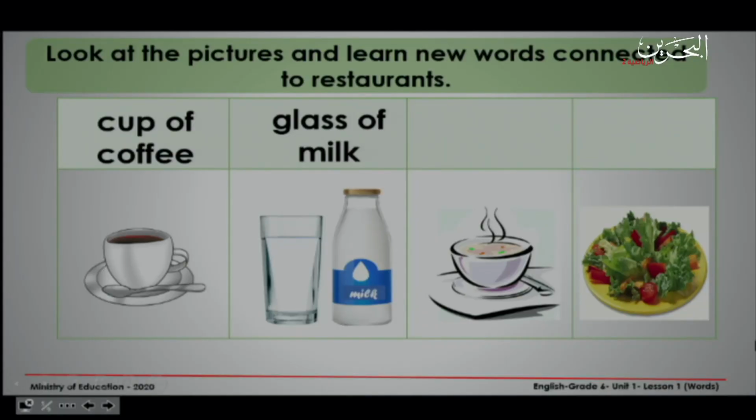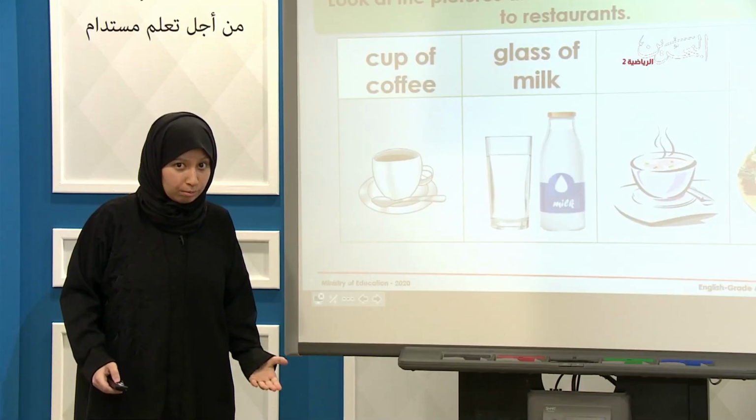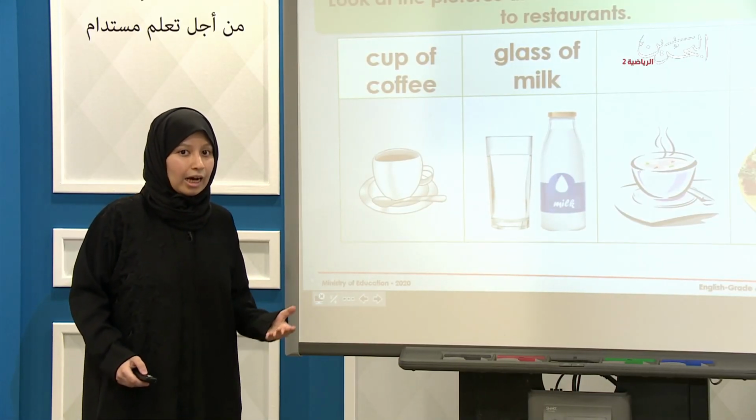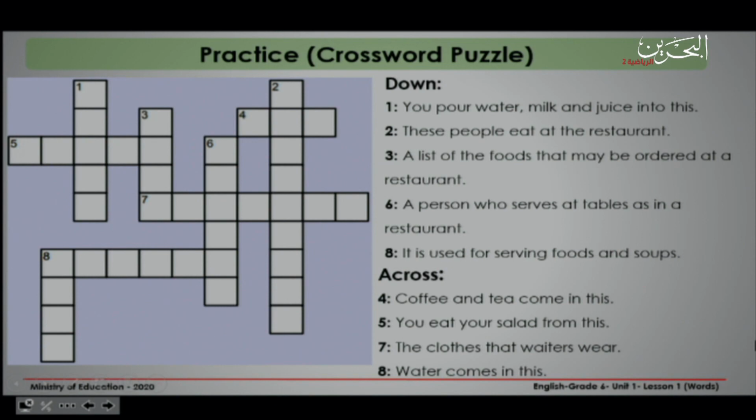Correct. The third picture, we have got soup. What do we use for the soup? Do we say a cup of soup? No. Do we say a glass of soup? No. We say a bowl of soup. That's right. The fourth picture, we have got salad. As you can see, we've got lettuce, we've got tomatoes, and they are in a plate. We say a plate of salad. A plate of salad.